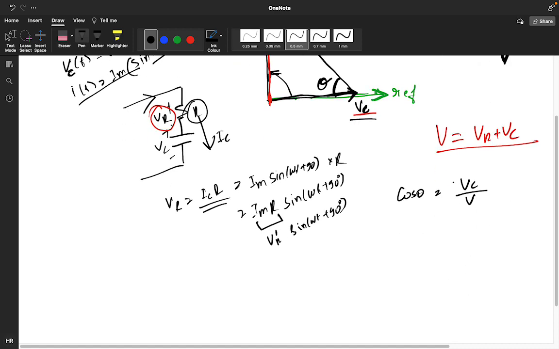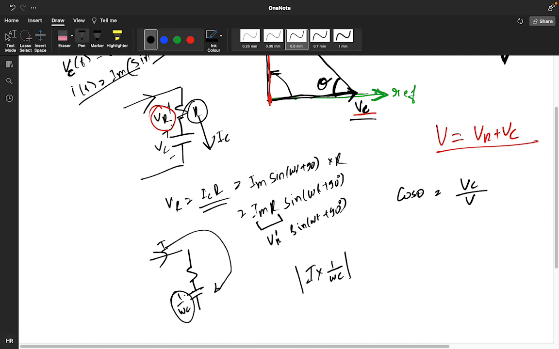So can anyone tell me what is the value of VC? I into 1 by omega C. I am taking the magnitude only. Okay. So VC will be, this current I is flowing, so this I is multiplied with 1 by omega C. I am talking about the magnitude only. So for cos theta and all, you have to consider only magnitude.